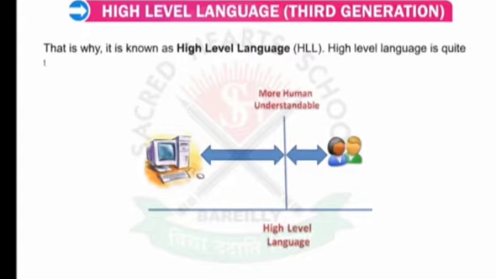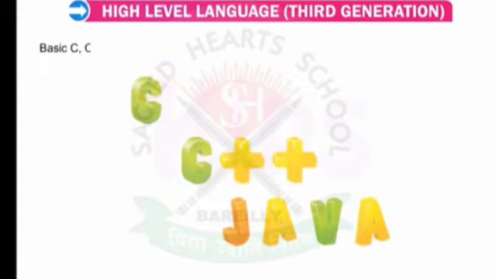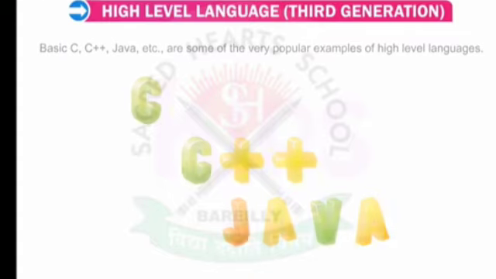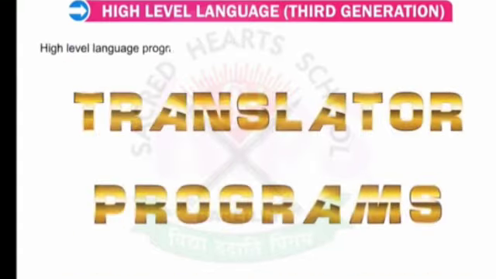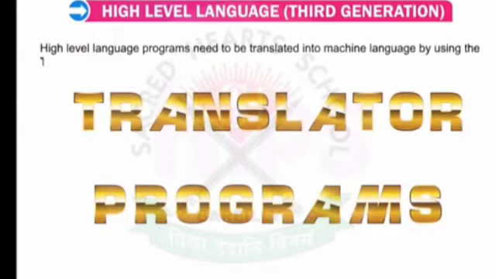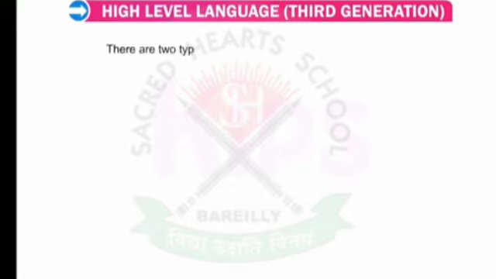High-level language is quite similar to the English language. BASIC, C, C++, Java, etc. are some of the very popular examples of high-level languages. High-level language programs need to be translated into machine language by using translator programs. There are two types of translator programs that are as follows.